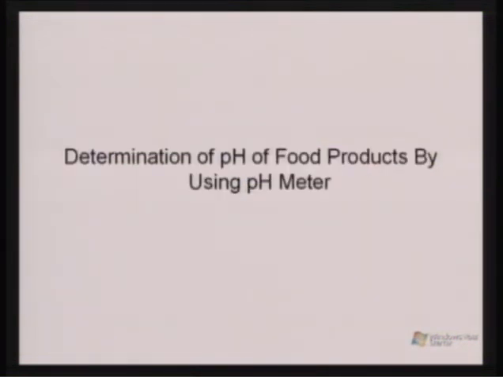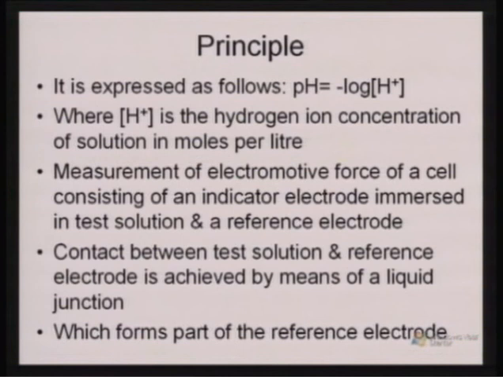Now come to the third methodology. This is determination of pH of food products by using a pH meter. One of the smallest analytical procedures in any laboratory, but it is very important. Most of the time, if pH measurement is not proper, the other analysis will not give you the correct results. So this is one important analysis you must take care with while working in the laboratory.